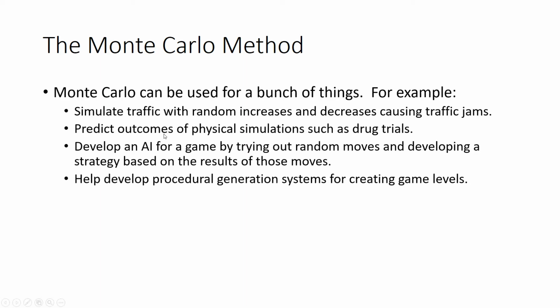So we're going to look at the Monte Carlo method. It can be used for all kinds of things. For example, it's used in traffic simulation, which randomly increases and decreases, which cause traffic jams. You can simulate it and try and find the best way to route your traffic. You can predict outcomes of physical simulations, such as drug trials, or you can develop an AI for a game. It will try out random moves and develop a strategy based on what the results of those random moves are. Or procedural generation systems. It won't help with the actual generation, but it could help you figure out what's the best settings for your procedural procedures.